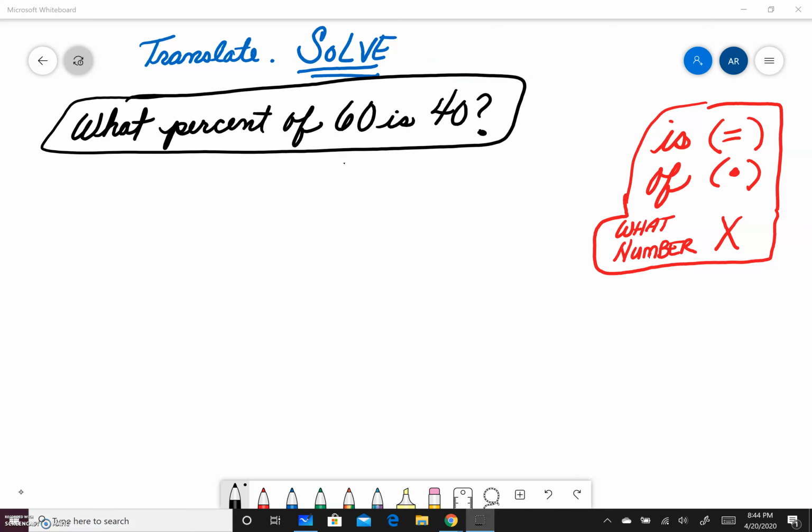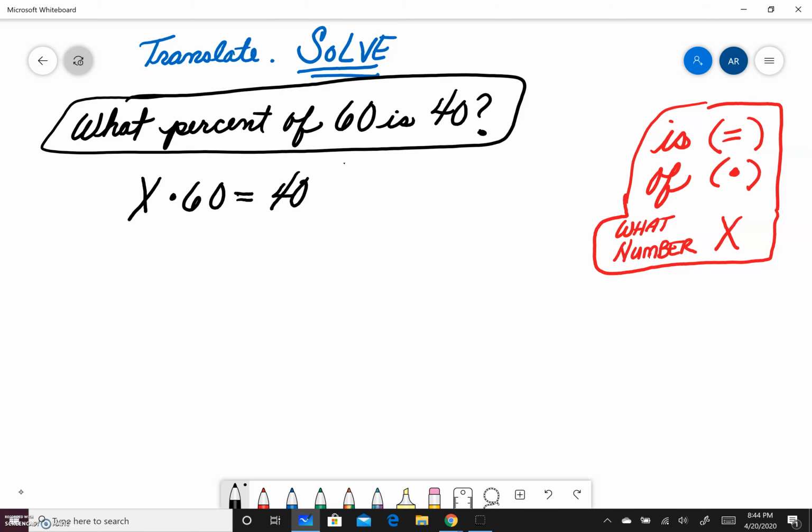Okay, now this problem we are going to solve. That's why it's very important to read your set of instructions. In your set of instructions for this particular problem, it will ask you to translate the equation and then solve it. So let's start by translating it. So what percent, so that's the unknown variable x, of, which is multiplication, 60 is, which is equals 40.